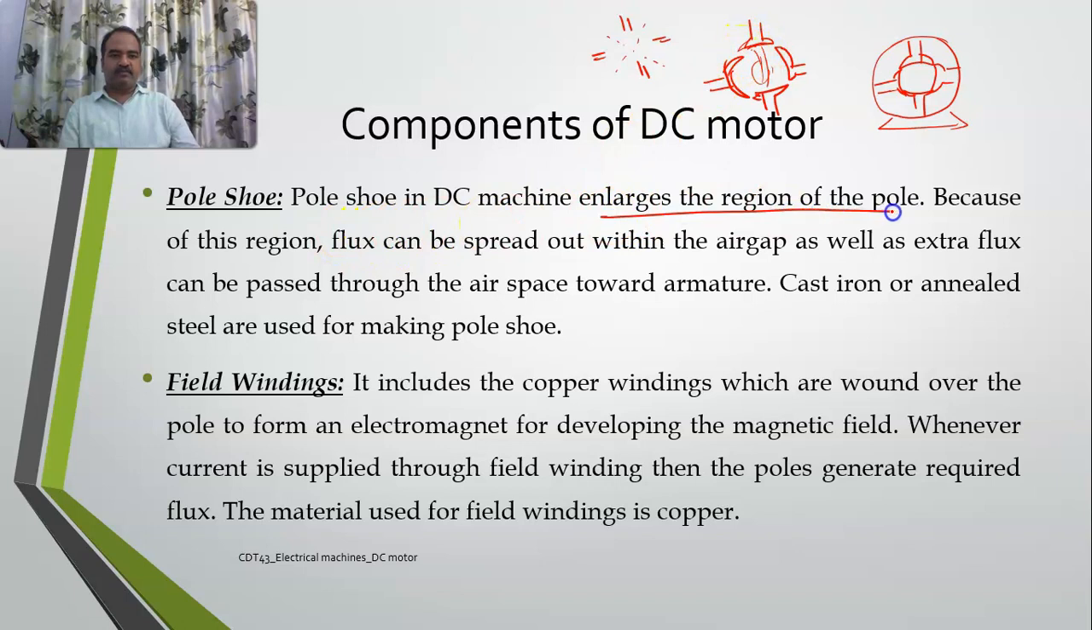It enlarges the region of the pole. Because of this region, flux can be spread out within the air gap, as well as extra flux can be passed through the airspace. Generally made up of cast iron, or any highly magnetic material.